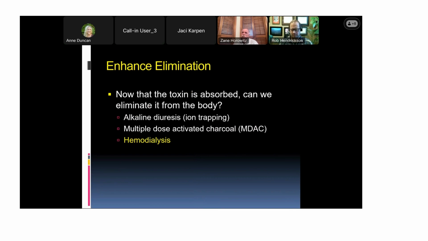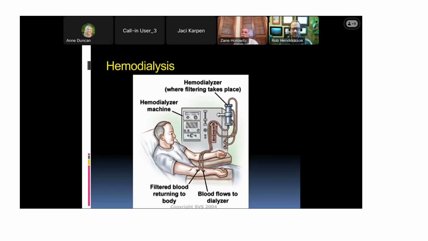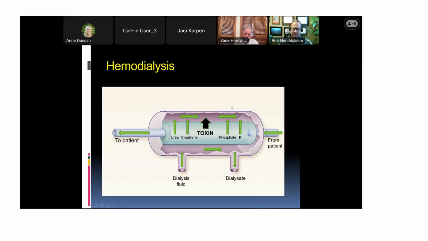Okay, so last portion of enhancing elimination is hemodialysis. So hemodialysis, I think you all know that you draw the blood out of the patient, it goes through a filter and it goes back to the patient. Let's hone in on this filter here for a second. And the blood is flowing from the patient. It's flowing through the cartridge and then back to the patient.